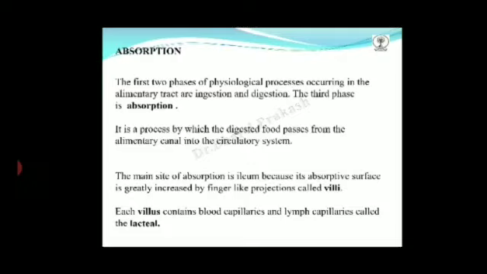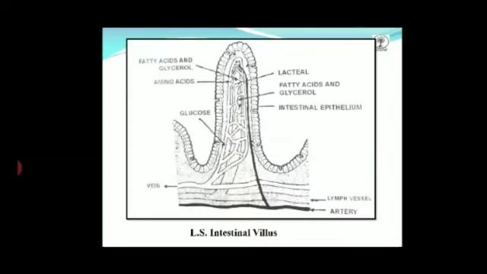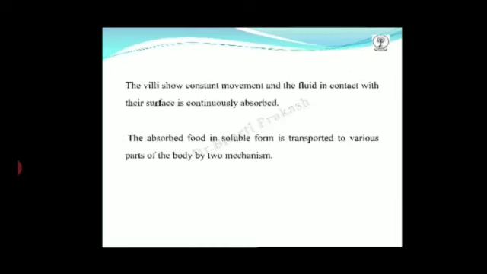The main site of absorption is the ileum because its absorptive surface is greatly increased by the finger-like projections called villi. Each villus contains blood capillaries and lymph capillaries called lacteal. This is the LS of the intestinal villus, which clearly shows how the absorptive surface is enhanced by these finger-like projections. The villi show constant movement and the fluid in contact with their surface is continuously absorbed.